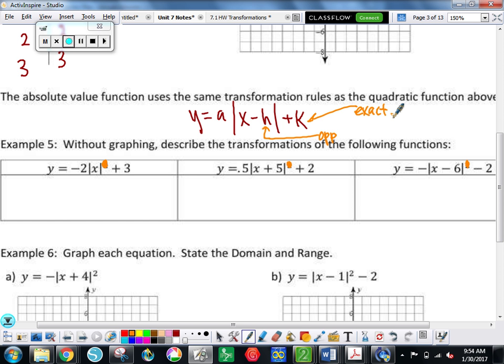Broadly viewed, if I'm looking at this one, the first problem has been moved 3 what? Up? Has it been moved left or right? No. What about the 2? Stretch and reflect. It's been reflected because of the negative, it's been stretched because of the 2. But all the other rules are exactly the same.